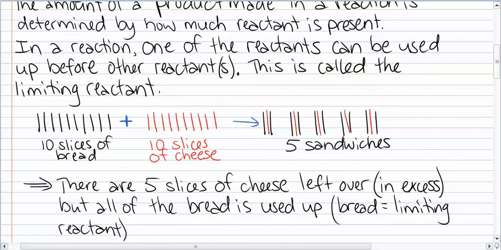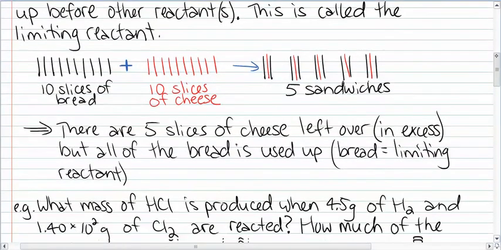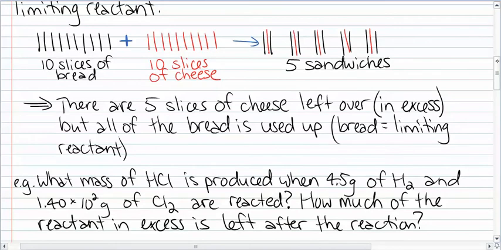So if we look, we could have made 10 sandwiches with 10 slices of cheese, but we only end up with 5 sandwiches because we use up all of the bread. Let's do an actual chemistry example. What mass of HCl is produced when 4.5 grams of H2 and 1.40 times 10 to the power of 2 grams of Cl2 are reacted? How much of the reactant in excess is left after the reaction?